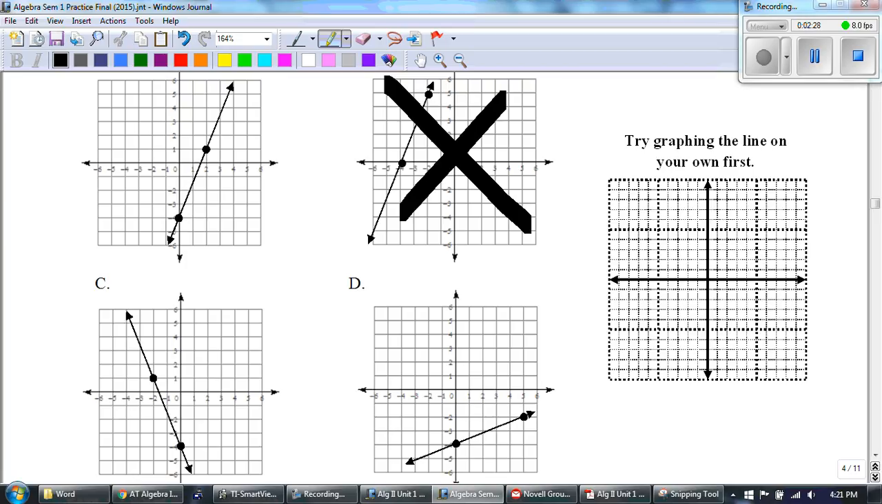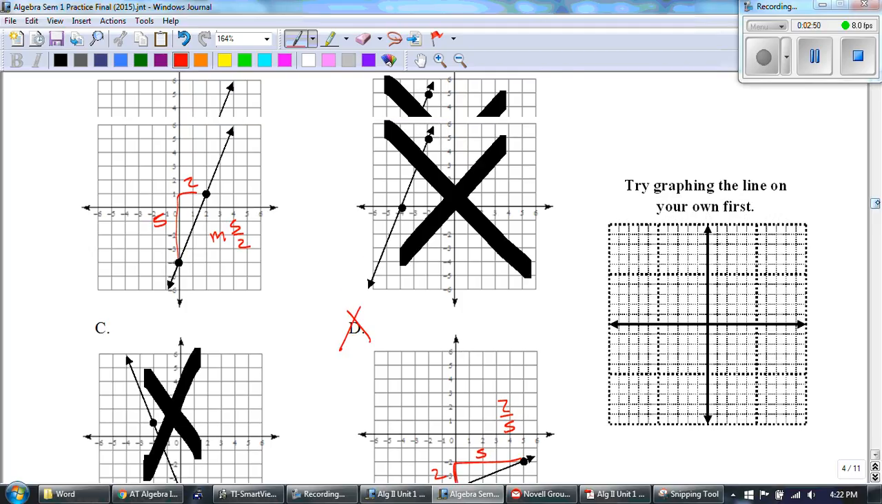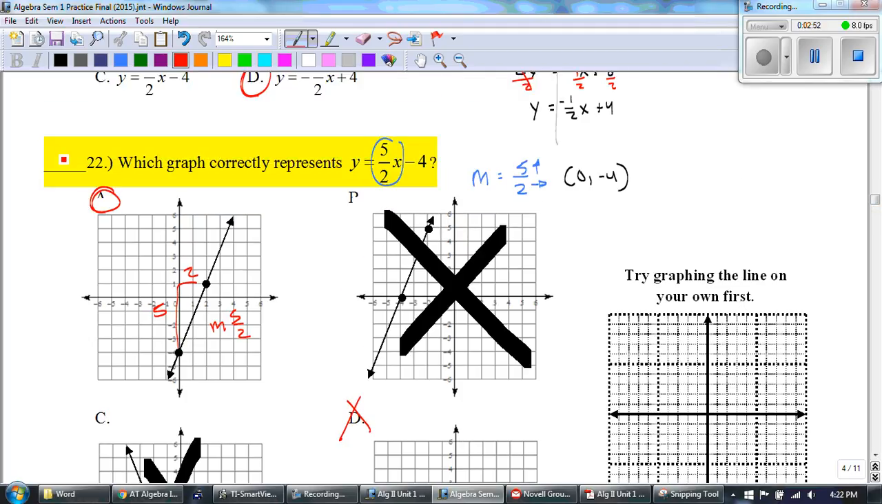All right, so negative 4 is where we start, and now we have to know it's positive, so it can't be C. And then we just need to look at these slopes, because this one is 5 over 2, but this one is 2 over 5. So it's not D. The correct answer is A. Now, if you wanted to graph it first, you could have done that as well, but you did not have to.